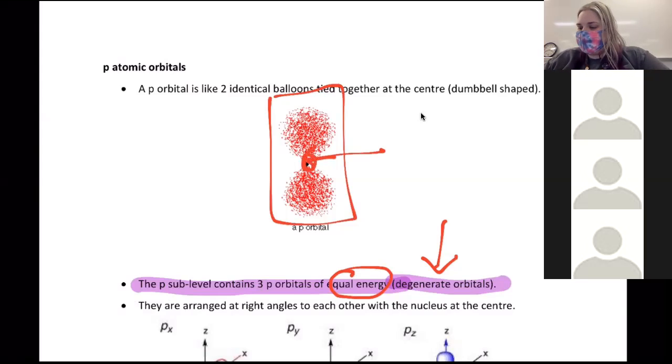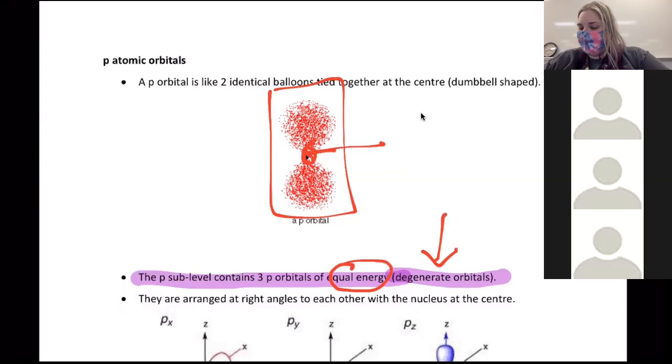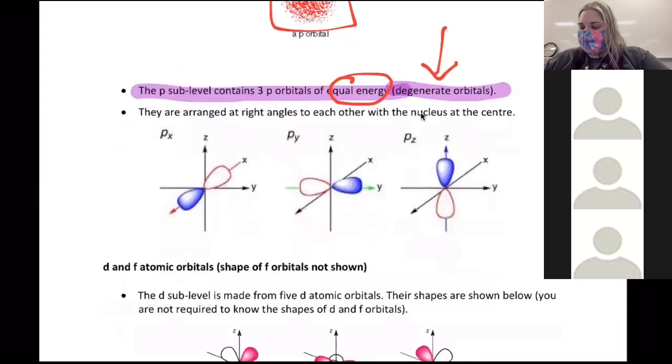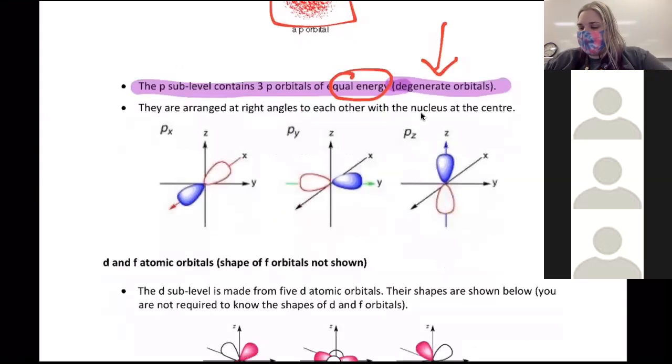And since there are 3 of them, this is what they look like because they all overlap. They're all arranged at right angles. So you use an axis like you would in math, but it's 3D. So we don't have just X and Y, we have X, Y, and Z. You'll have the p orbital that's going in the X direction, the p orbital that's going in the Y direction, and the p orbital that's going in the Z direction.